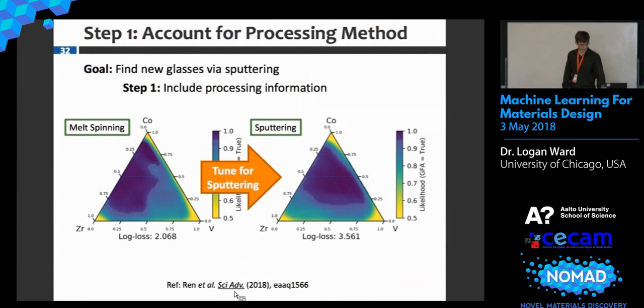This chart here is showing the results for one particular system, the copper vanadium zirconium. And we find that actually accounting for sputtering can have a very marked change on the predictions from the machine learning model. The darker regions in these two plots indicates where our model predicts the largest chance of glass formability. And you'll note that we predict glass formation with a larger vanadium content than we would have otherwise, and with a smaller zirconium content, and that will be important later.